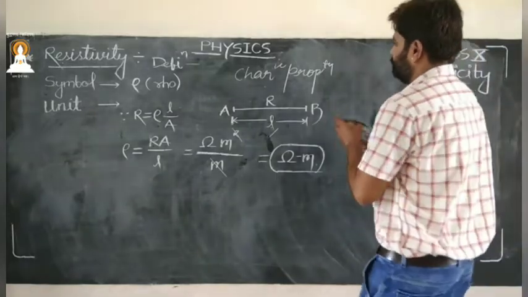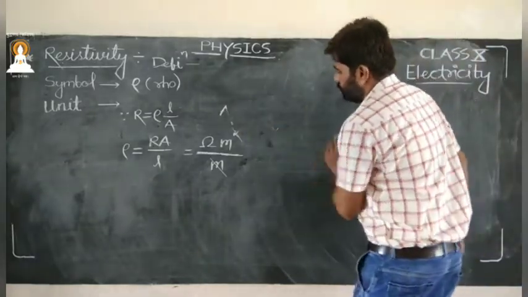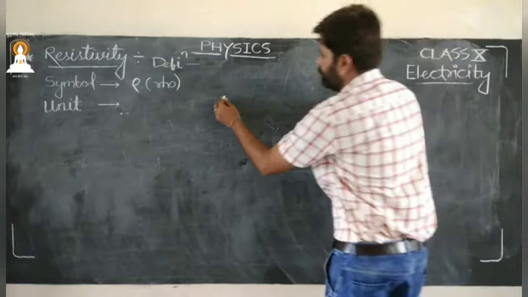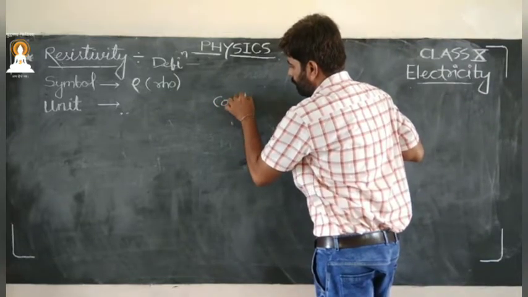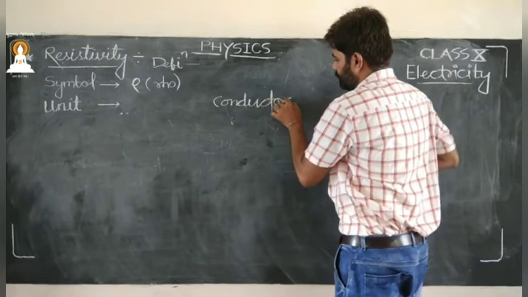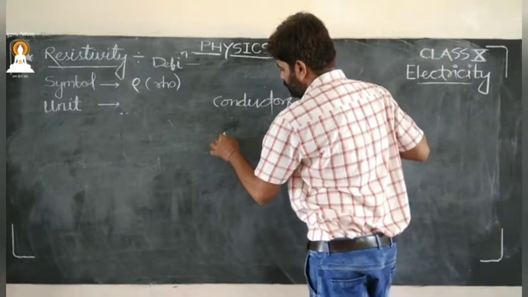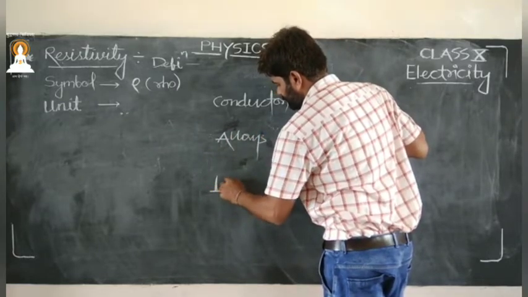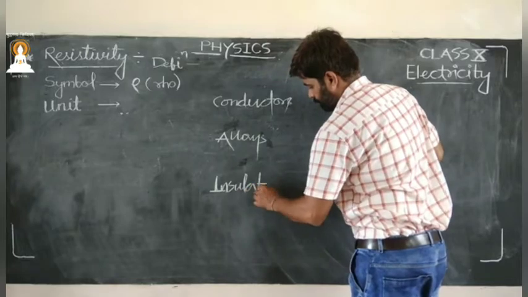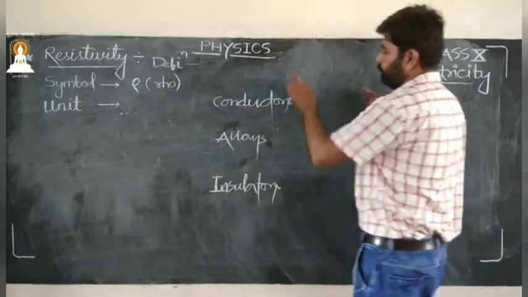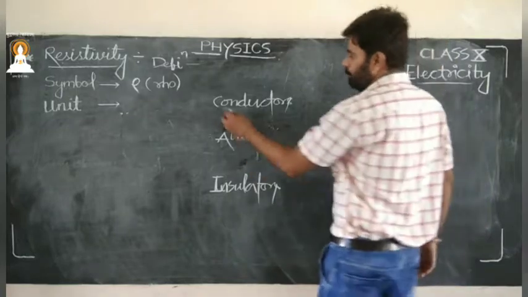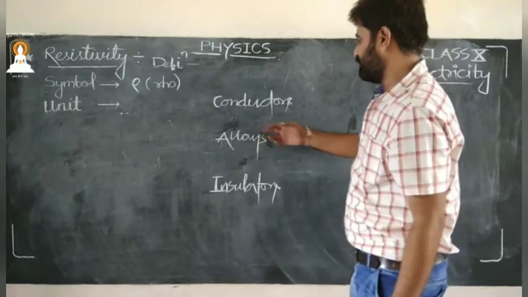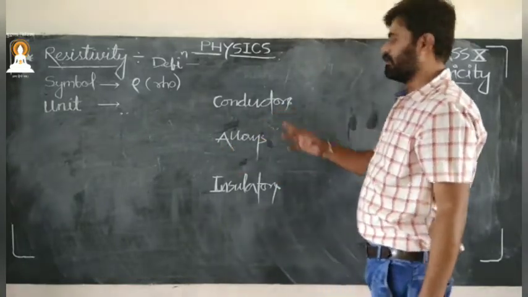Now let us talk about conductors, then alloys, and then insulators. What are conductors? Those which can conduct charge easily. Alloys are mixtures of conductors.